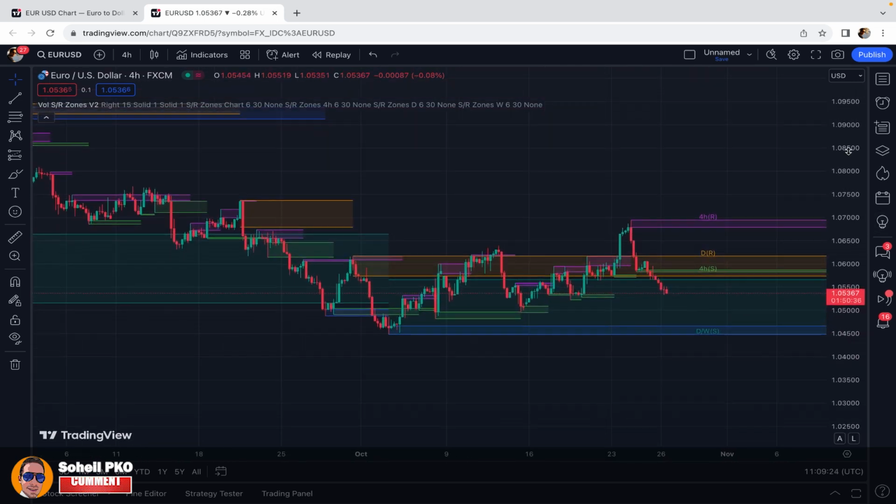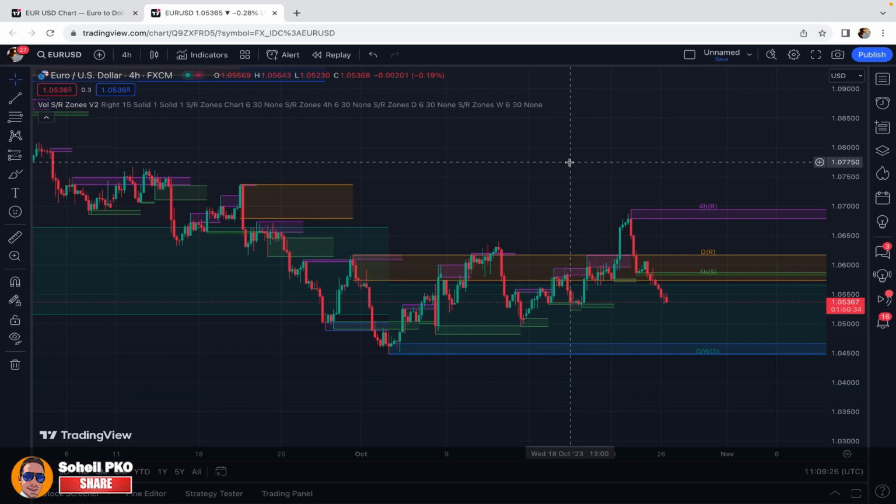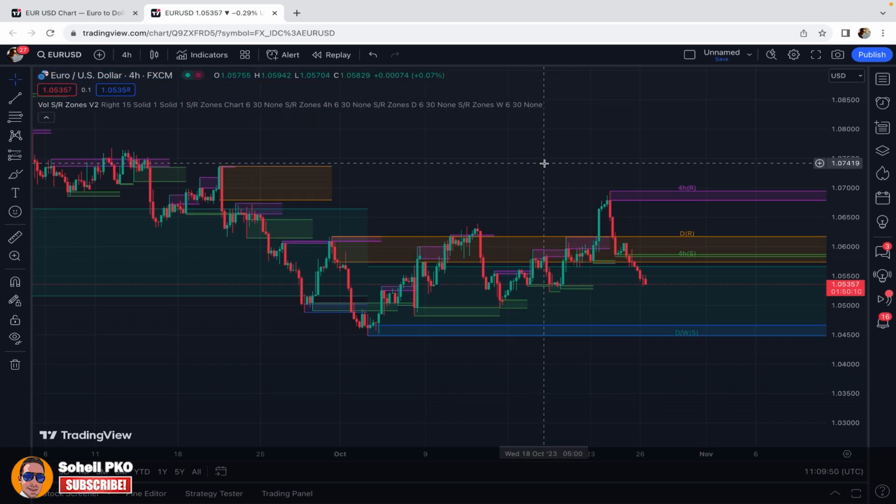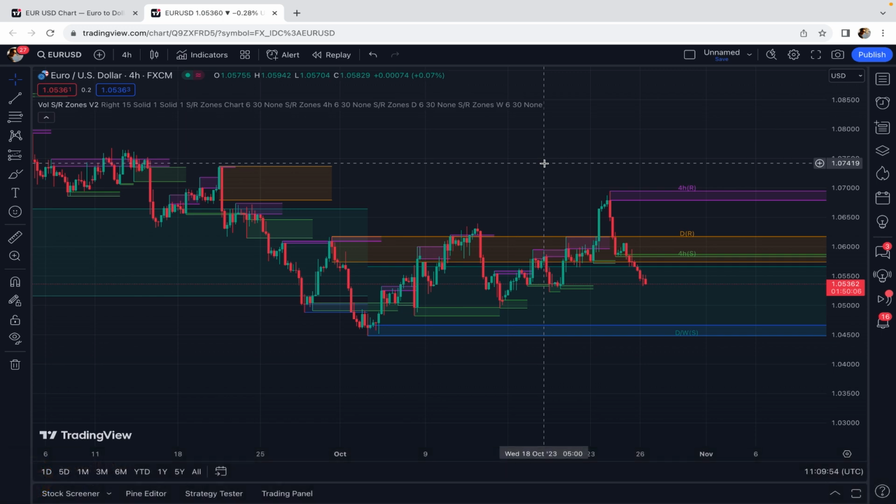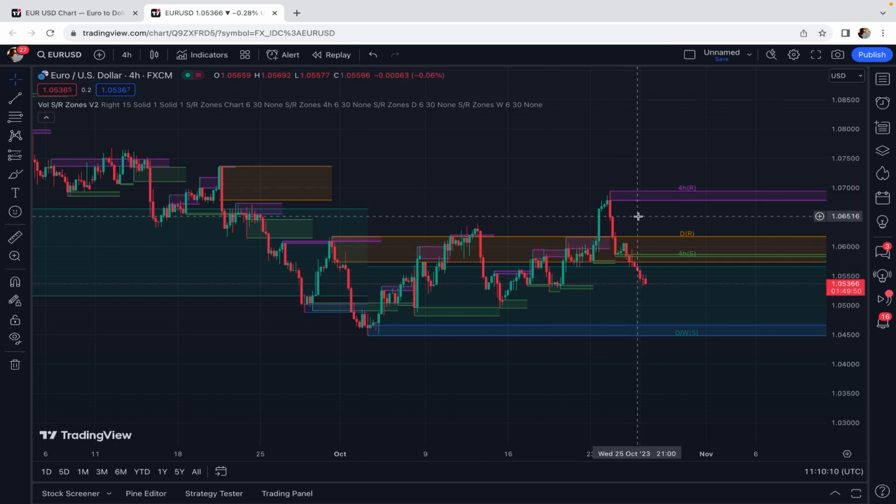This indicator calculates these levels based on high volume at fractal lows or fractal highs, and this helps us to identify price levels that are more significant, where market participants show more reaction to those levels. And another amazing feature of this indicator is that it doesn't only draw support and resistance levels for the current time frame, but it also shows us support and resistance levels for 3 higher time frames.